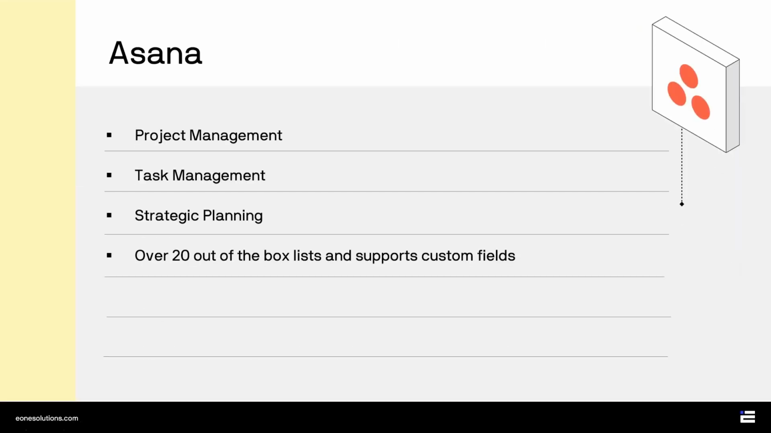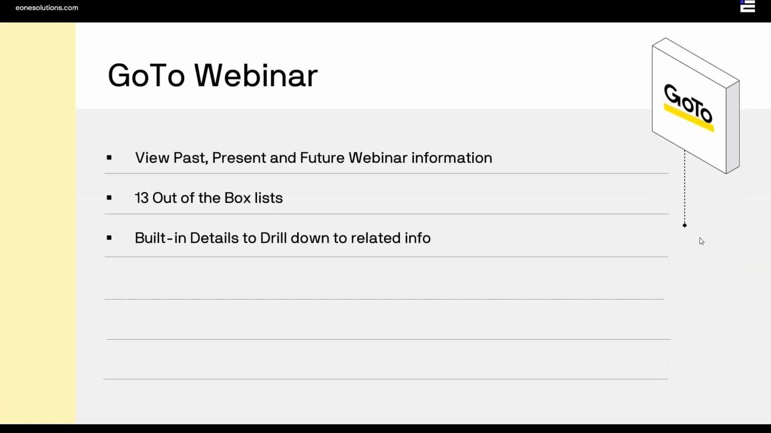Okay, so Asana. If you are using Asana, right, you're probably doing something with project management, task management, strategic planning. All those areas are supported. We have over 20 out-of-the-box lists. It supports custom fields. If you're using Asana and need some better reporting or ad hoc reporting, to get to that data, this is a great connector for you.